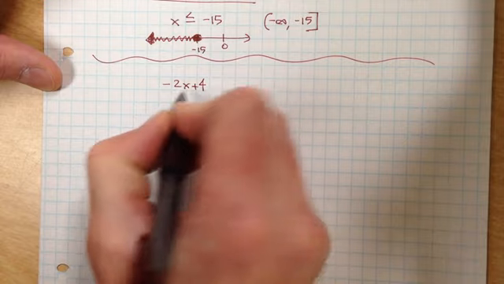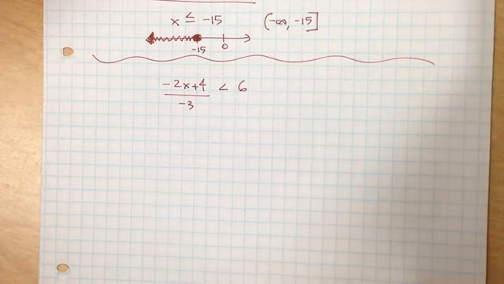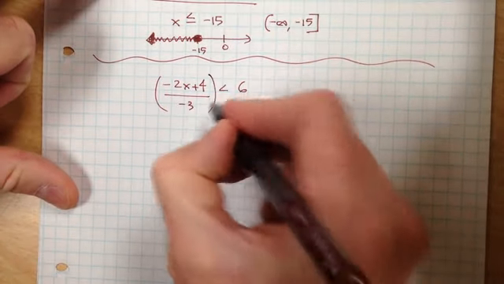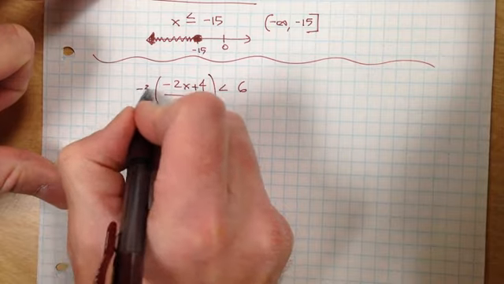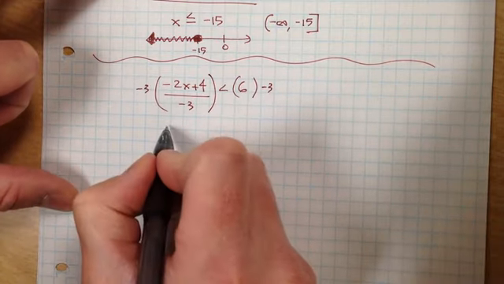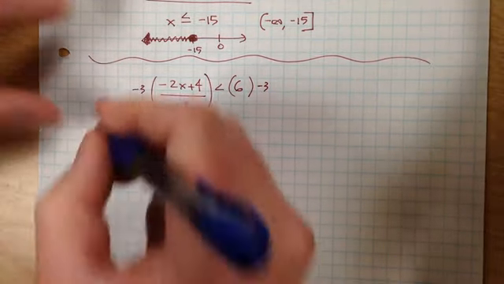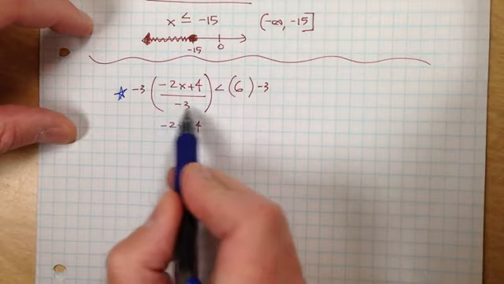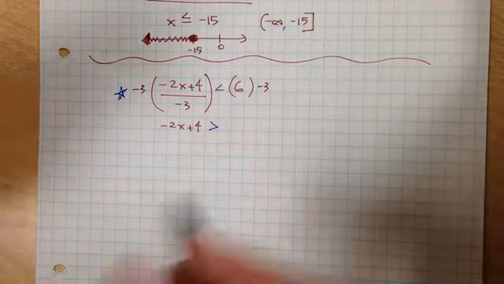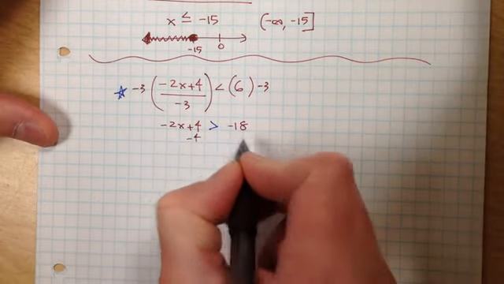-2x plus 4 divided by -3 is less than 6. Okay, first things first, let's undo this division by -3 with multiplication by -3. So that cancels, leaving you with -2x plus 4. We'll star that for you because we divided by a negative, so make sure we flip that inequality, and you have negative 18. Subtract 4.